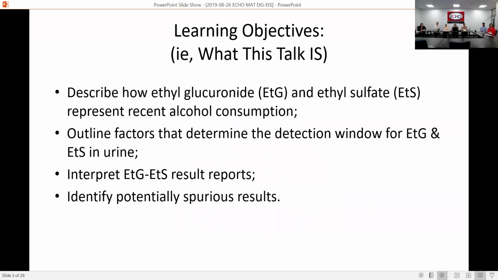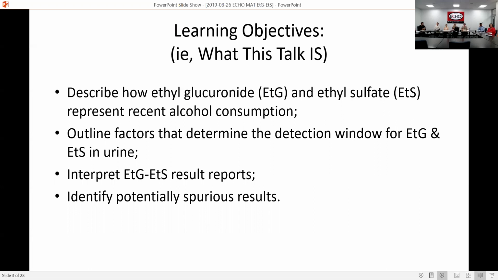So the learning objectives, we're going to talk about it. You guys are well versed already in ETG and ETS, so this is not going to take very long. The detection window, I'd like you to really think about that, and I'm glad that this question was broached earlier, so we will talk just a little bit about that. I have a few examples. Some are clean-cut cases and some raise question marks, but they've all been encountered so far. And we've already talked about some, so probably interpreting will be very easy by the end of this. And then identifying the potentially spurious results among them is my goal.